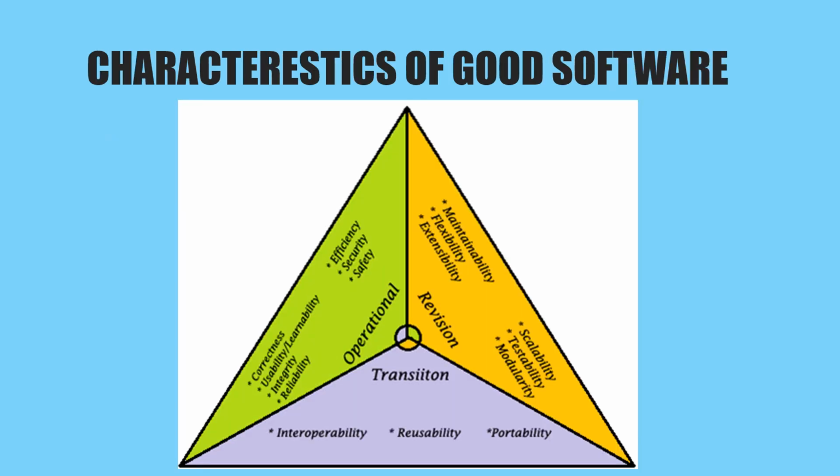Characteristics of good computer software. A software product can be judged by what it offers and how well it can be used. This software must satisfy the following grounds: operational, transition, and the third one is maintenance or revision.